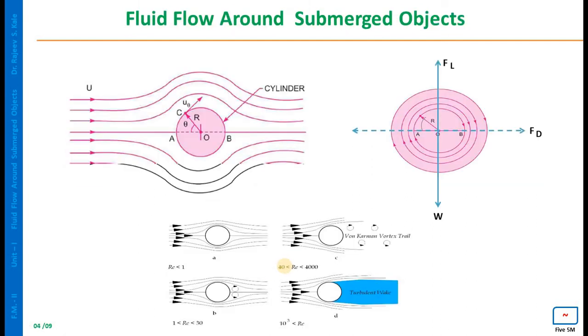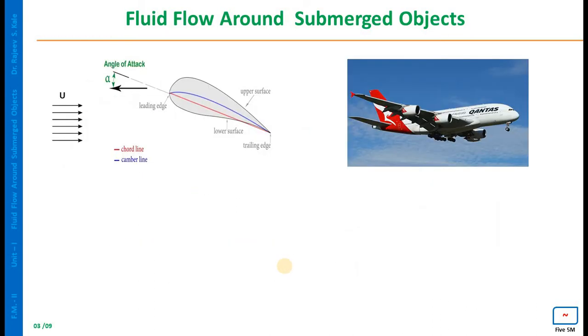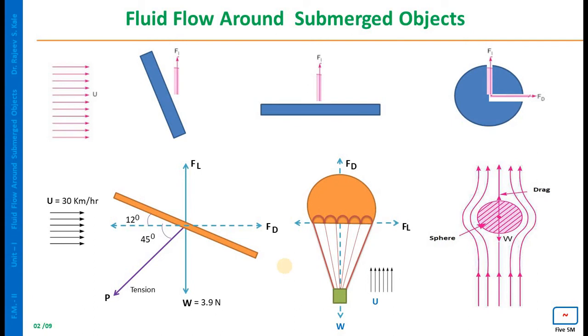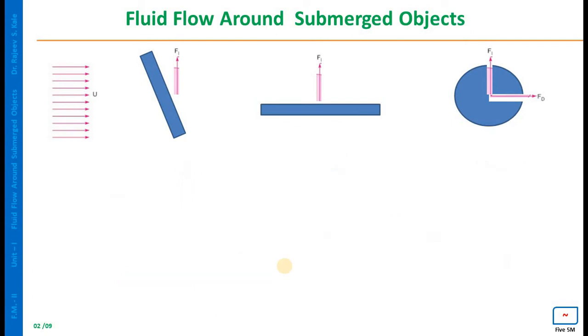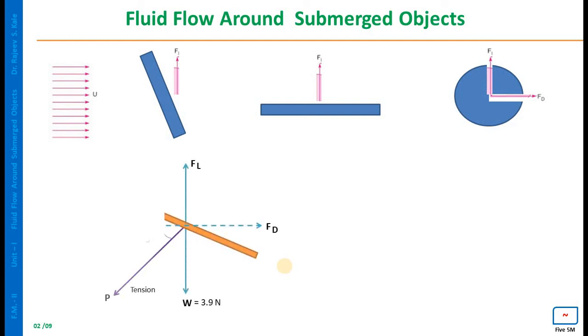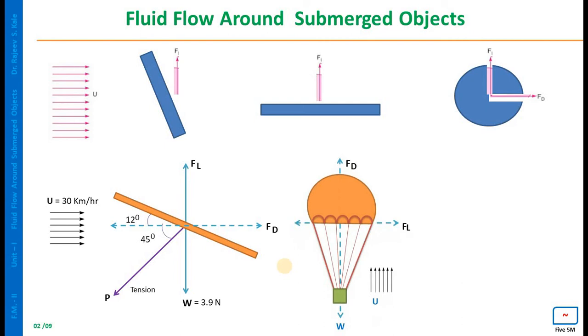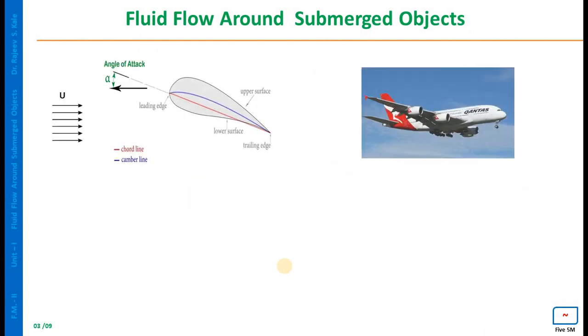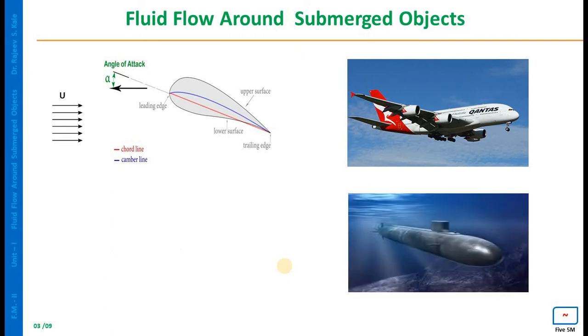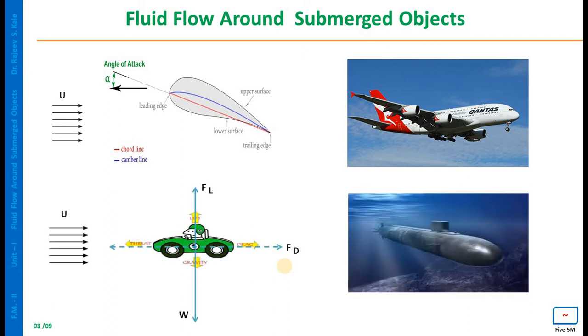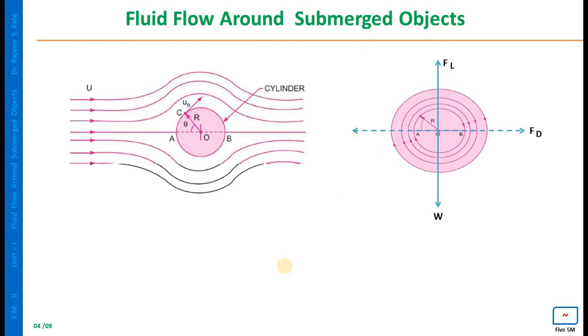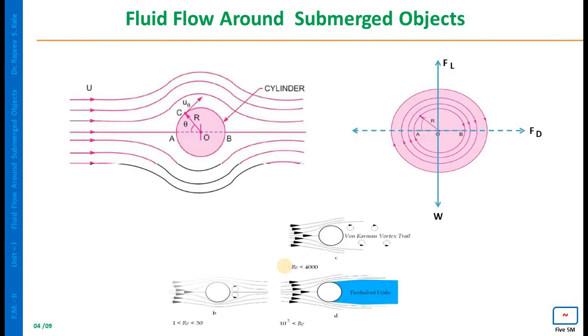So these are the contents for Unit 1, Fluid flow around submerged objects: inclined plate, horizontal plate, circular discs, kites, parachutes, drag on sphere, different types of aerofoils, aeroplanes, submarine, aerodynamic shape of cars, rotating cylinder, Magnus effect, Kármán vortex trail.